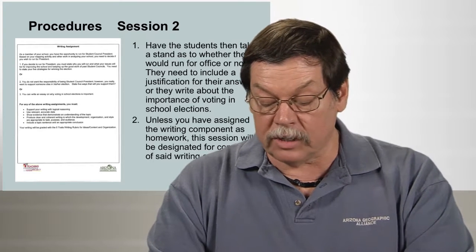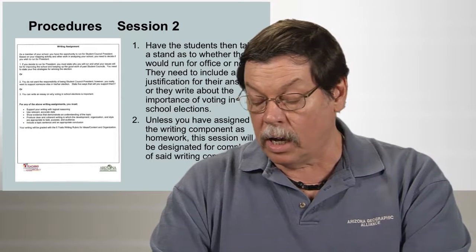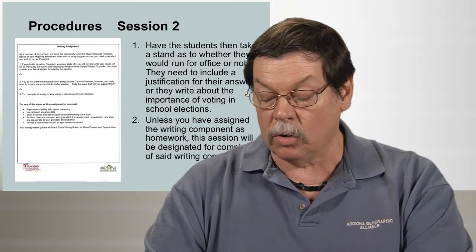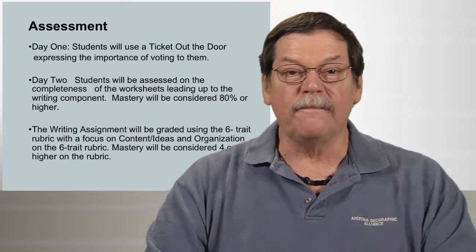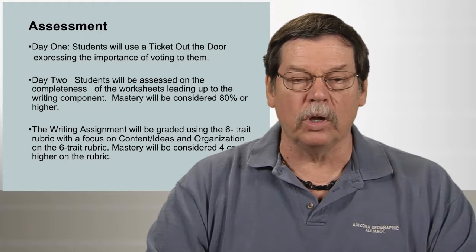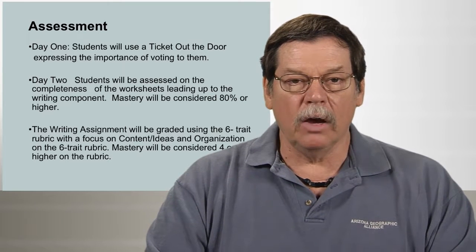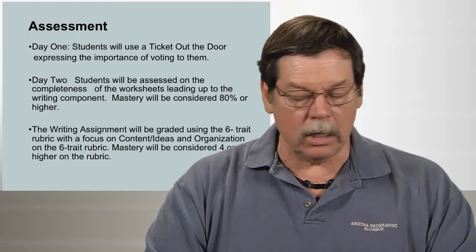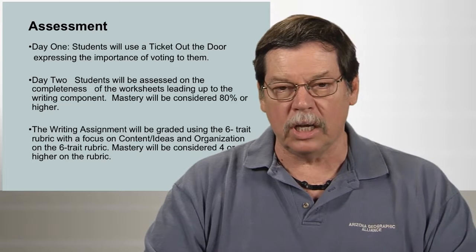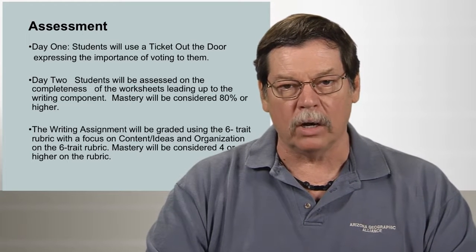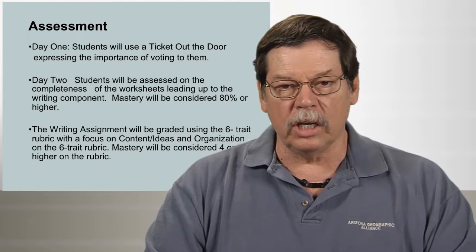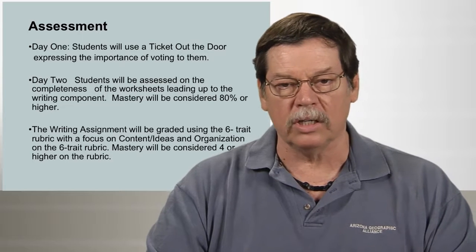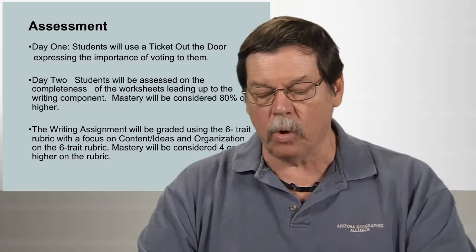And finally, for the writing assessment, you'll use the 6-trait rubric, primarily concentrating on organization and ideas and content. For the assessment, the ticket out the door for the first day will be just the importance of voting. Again, we will use the worksheets, and 80% or better completion on the worksheets is considered mastery, and then finally we will use the 6-trait rubric with content and ideas and organization as our key points.